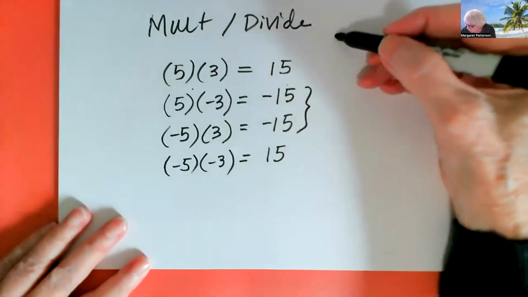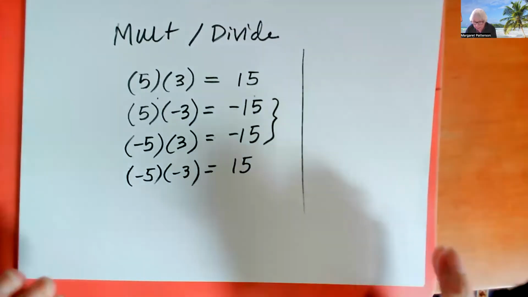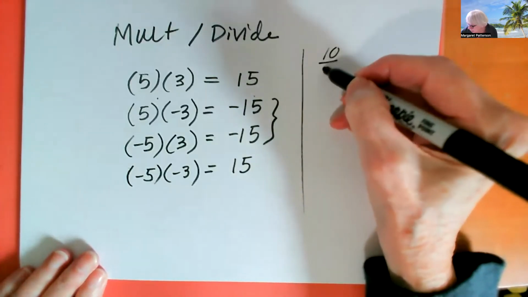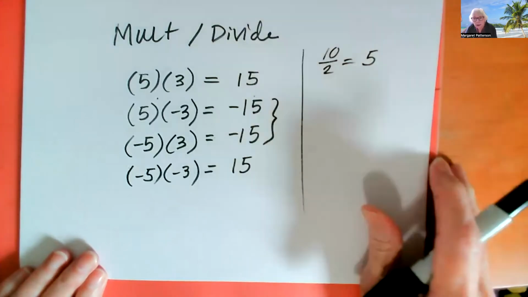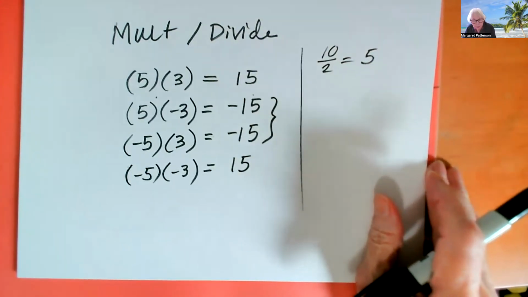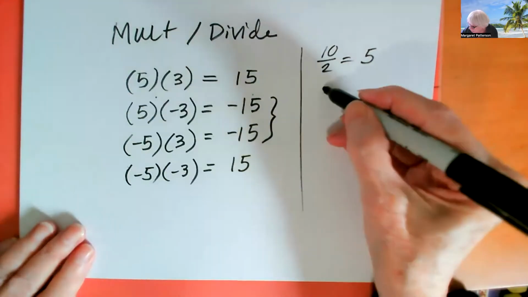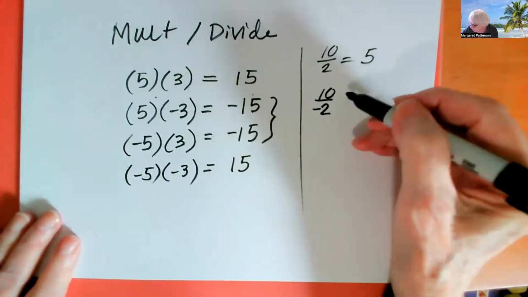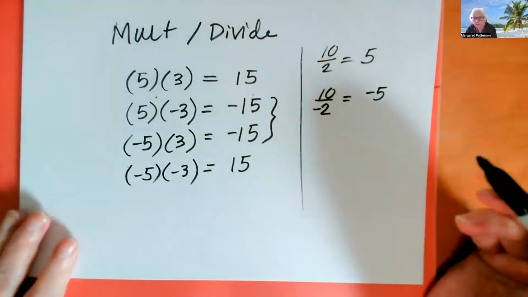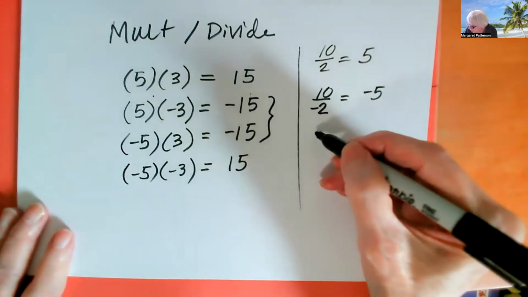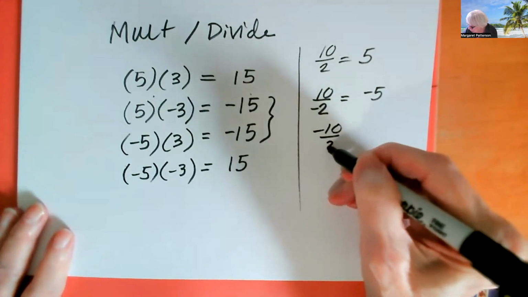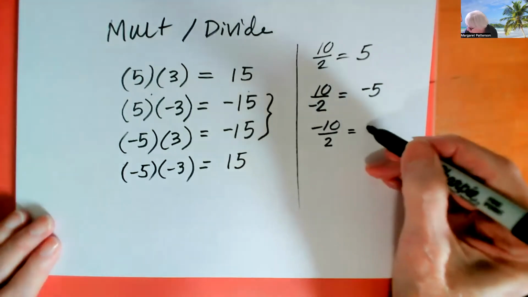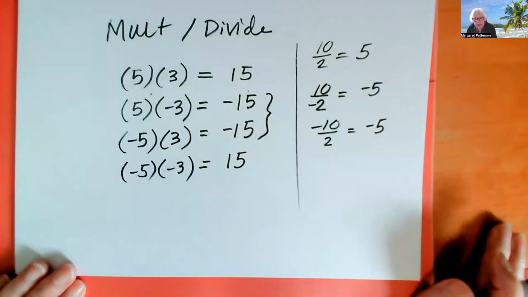Now, this is true whether it's multiply or divide. So for divide problems, if you have 10 divided by 2, a positive divided by a positive is a positive, and it always has been. If you have a positive divided by a negative, that's one negative, that makes it negative 5. And it doesn't matter if the first one is the negative or the second one. In division, one negative means your answer ends up being negative.